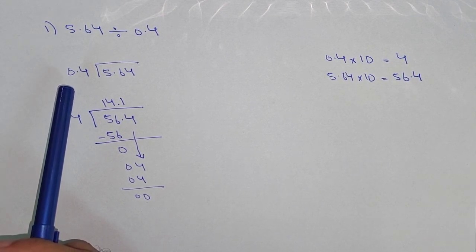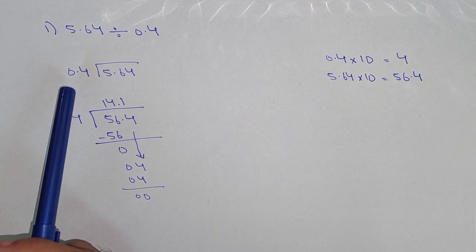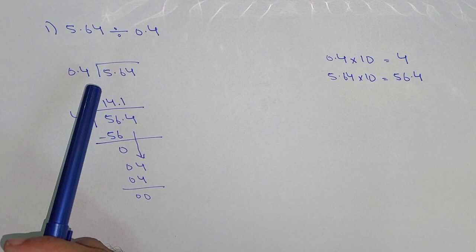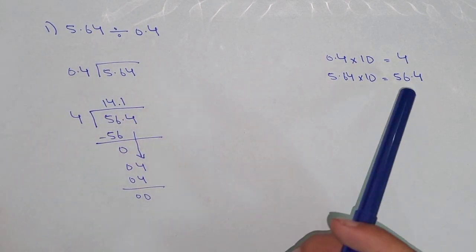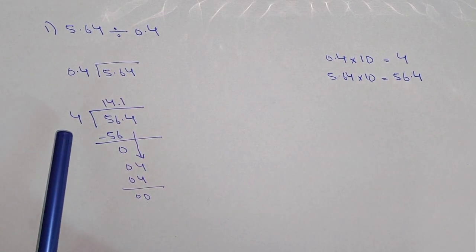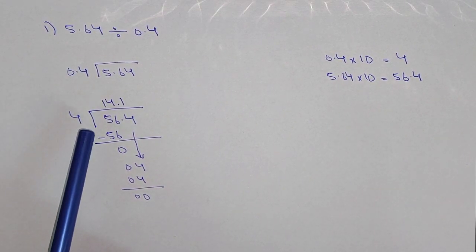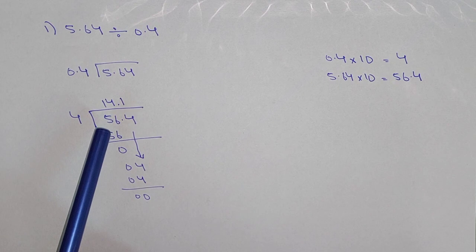Suppose we multiply 0.4 by 10, then it will be 4, and whatever we multiply outside, the same we are going to multiply inside. So if we multiply 5.64 by 10, that will be 56.4. So here we will place 4 and here 56.4.